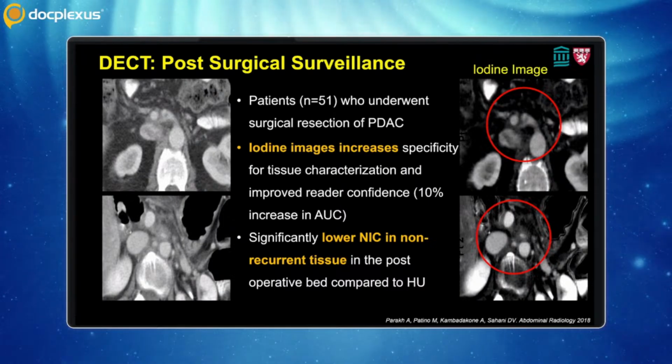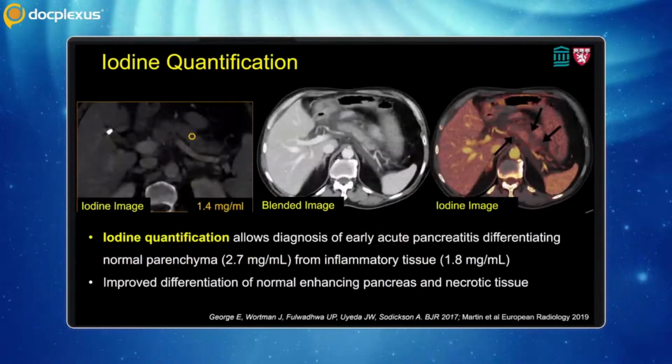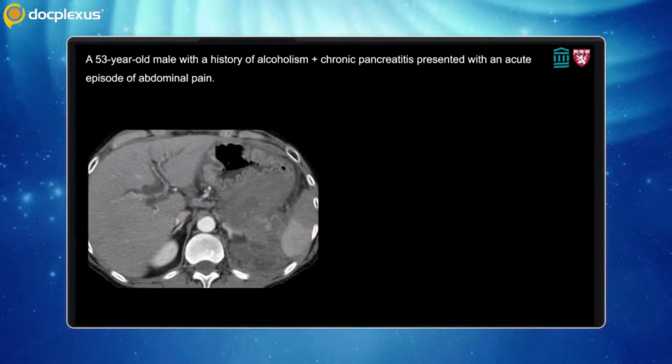Iodine quantification has also been found to improve characterization of early necrotizing pancreatitis or ischemic changes in patients with acute pancreatitis. Here's an interesting example from our clinical practice where we had a patient with chronic pancreatitis who came with acute abdominal pain. What you see here is a heterogeneous mass in the region of the left upper quadrant. This was a single phase acquisition. The question was what's happening here.